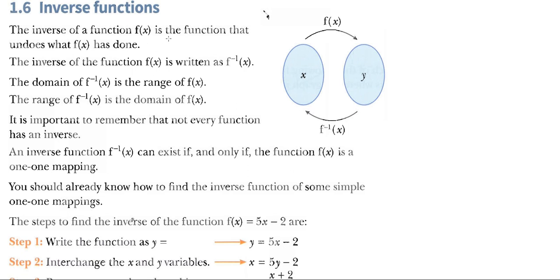The inverse of a function f(x) is the function that undoes what f(x) has done. So if we reverse the function, then we get the inverse of a function. The inverse of the function f(x) is written as f to the power minus 1 of x. So we have to read this as f inverse x.